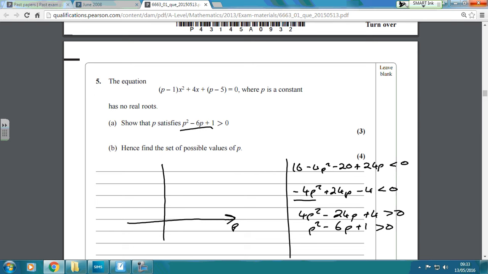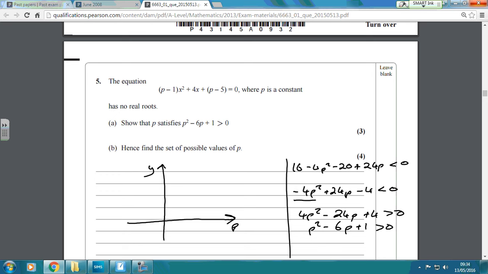So along the p-axis here, and it doesn't matter what we call the y-axis, let's just call it y. So let's sketch out what p squared minus 6p plus 1 looks like. If we do factorize it, it won't factorize. So what do we do if a quadratic doesn't factorize?